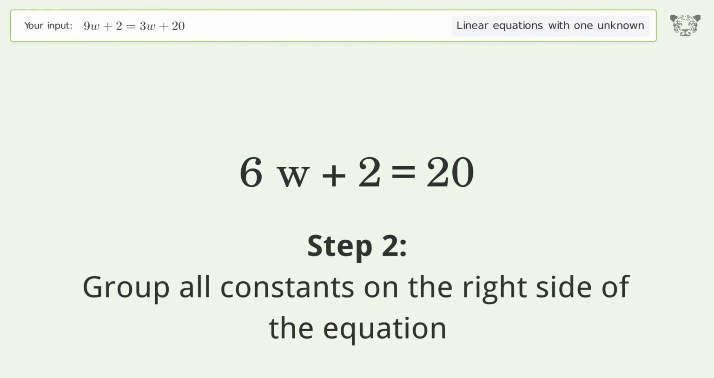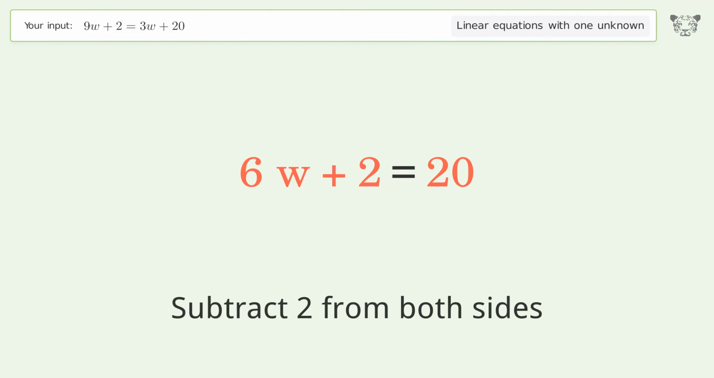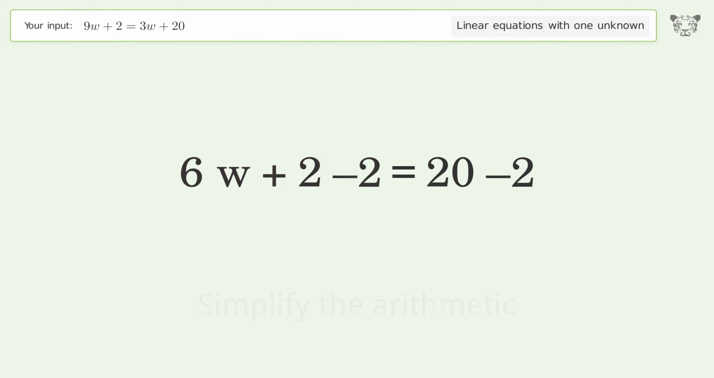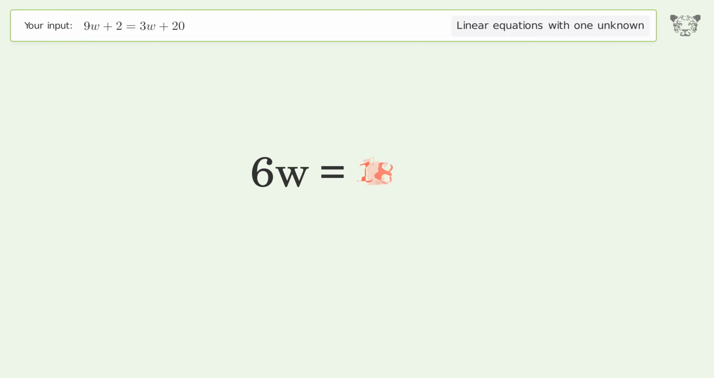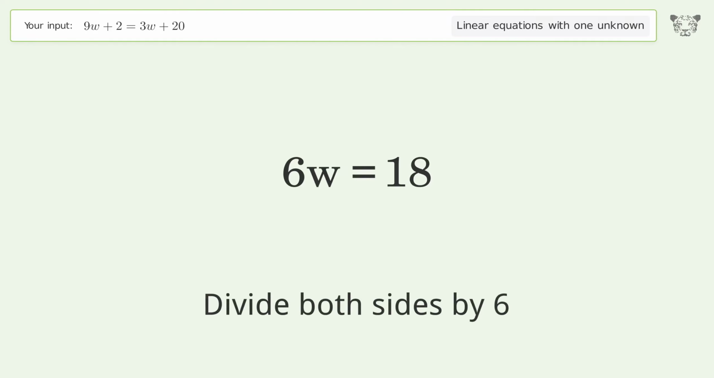Group all constants on the right side of the equation. Subtract 2 from both sides. Simplify the arithmetic. Isolate the w. Divide both sides by 6.